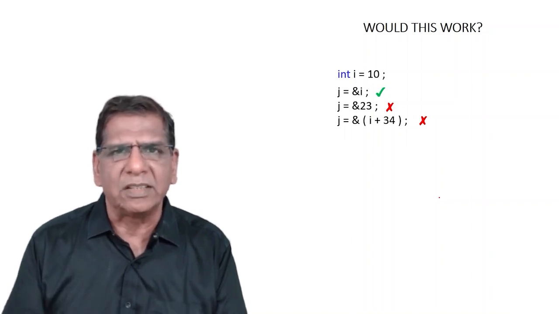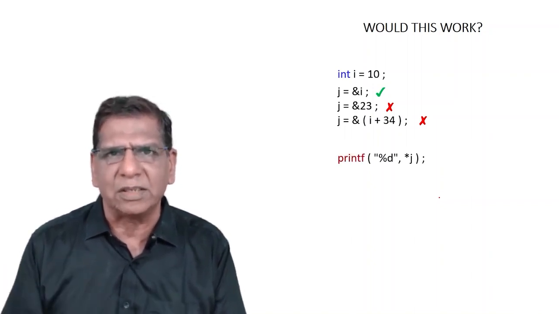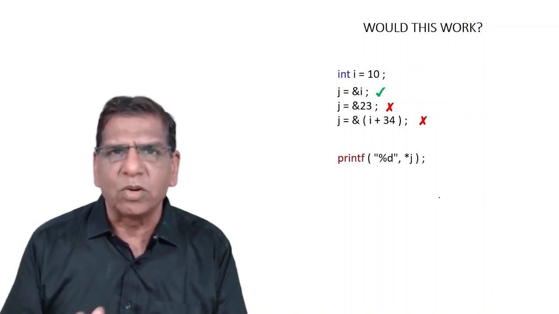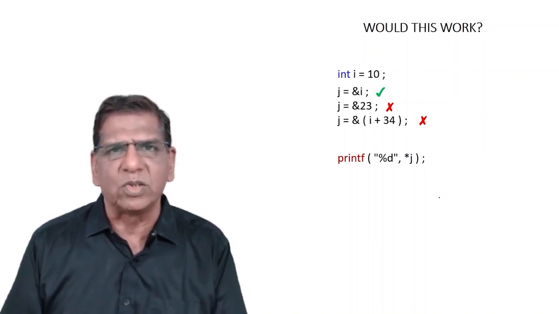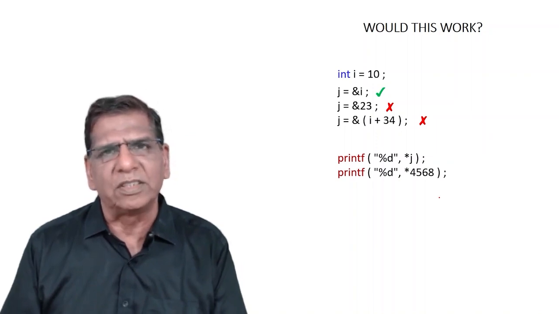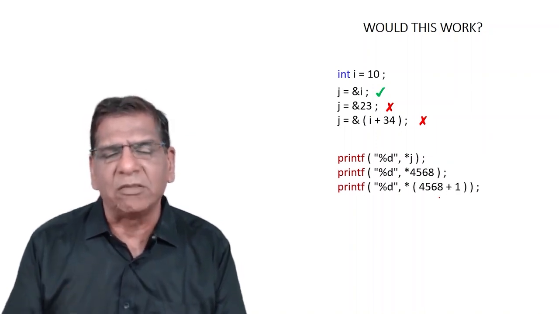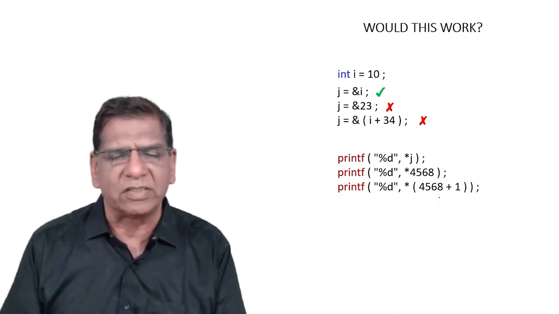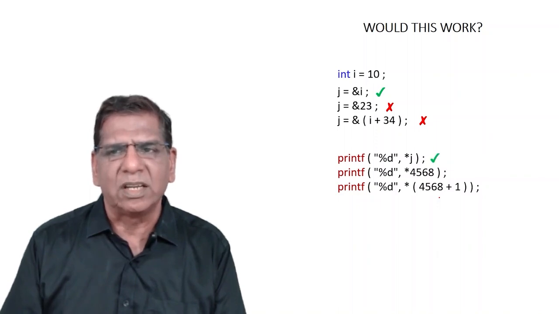In other words, I can say that & can be used only with a variable, never with a constant, never with an expression. Let's look at what is the story with *. *j you can do, *4568 also you can do, *(4568 + 1) also you can do. Means * can work with a variable like j or a constant like 4568 or an expression like 4568 + 1. So first is okay, second is also okay, third is also okay.